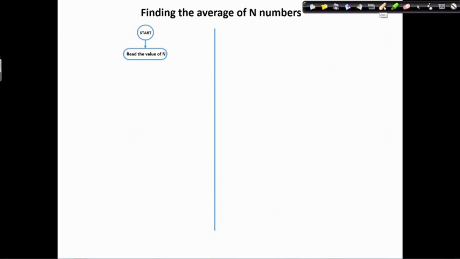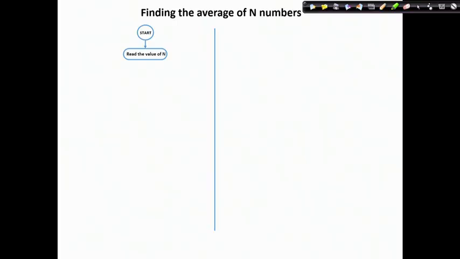Now, if I say this value of n, when I read, what is this n? This n is telling me how many numbers I will be considering for finding the average. Is it 100, is it 1000, is it 10, whatever. So, that is n. So, I am reading the value of n.